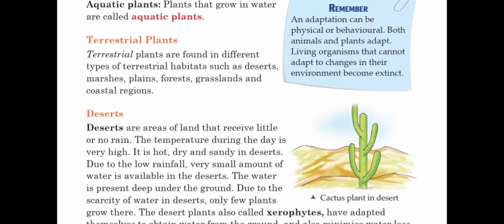Terrestrial plants. Terrestrial plants are found in different types of terrestrial habitats such as deserts, marshes, plains, forests, grasslands and coastal regions.